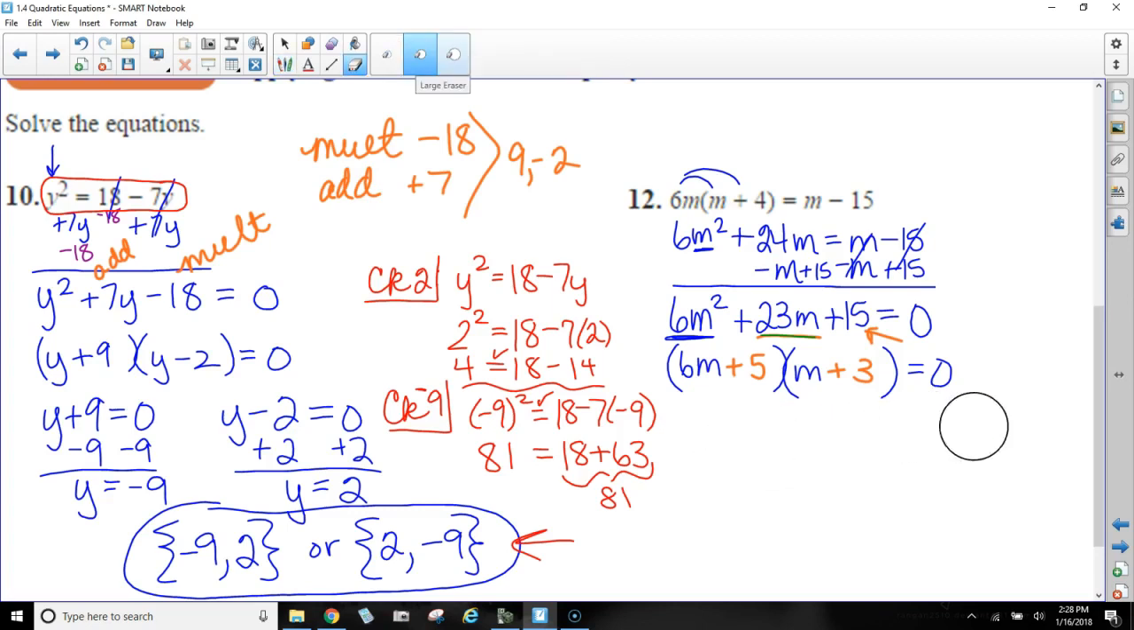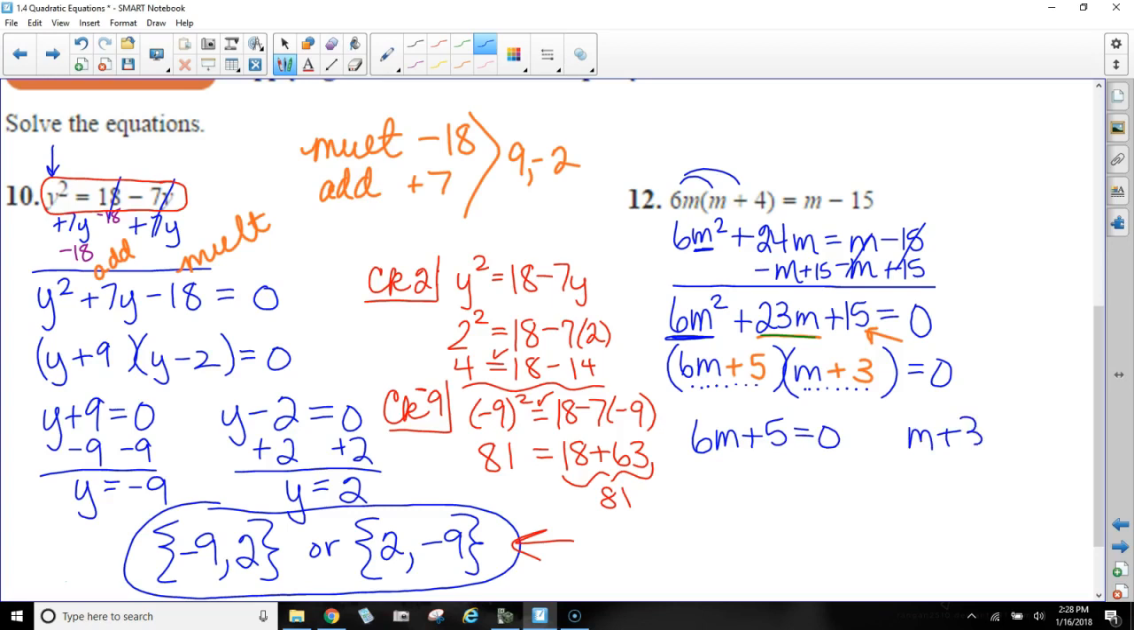So I'm going to clean up my checking here that I would mentally do in my head. So now we have that this 6m squared plus 23m plus 15 factors into 6m plus 5 times the quantity m plus 3, and we have a factor times a factor equals 0. So we're going to take each of those factors and set those equal to 0 and solve for m from there.